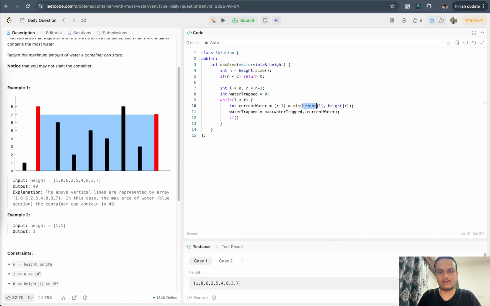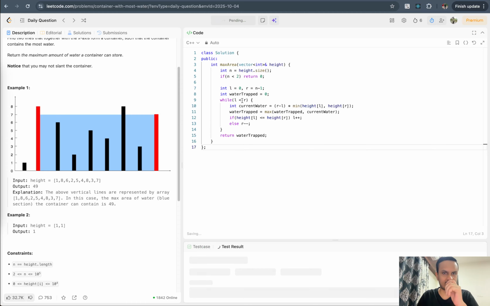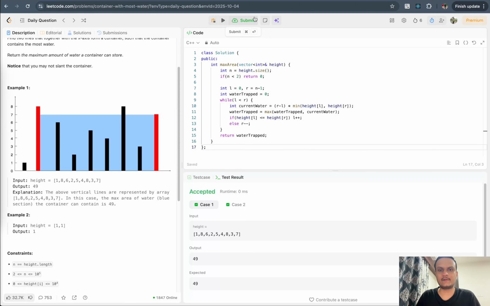And if height of l is less than or equal to height of r, somewhere we have to keep equal, so you can keep the equal condition in the if block or else block, doesn't matter much. Then we do l plus plus, else we do r minus minus. Fairly easy and simple. We will return water trapped here, and let's run this solution. Yeah, both the test cases are accepted. Let's submit this.